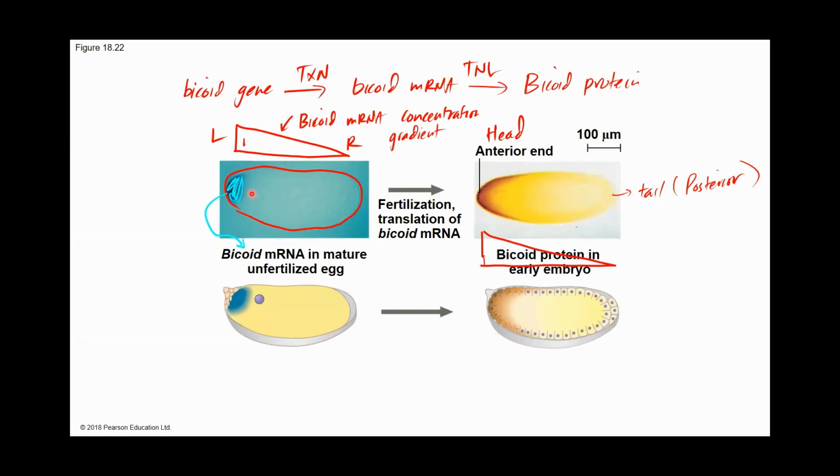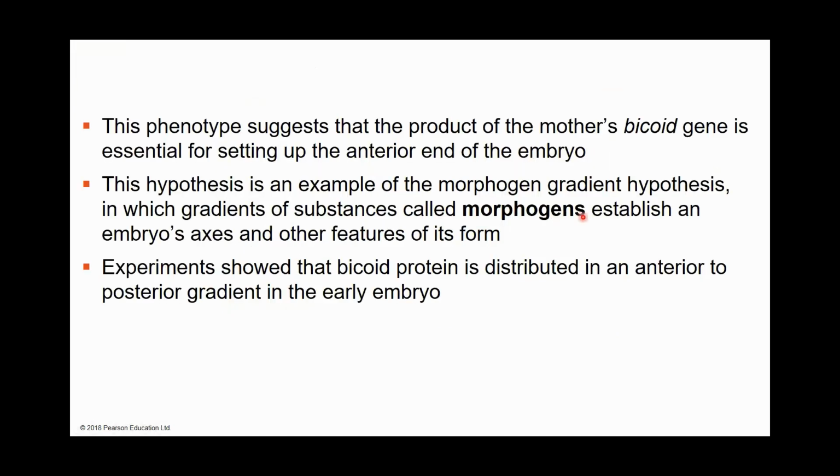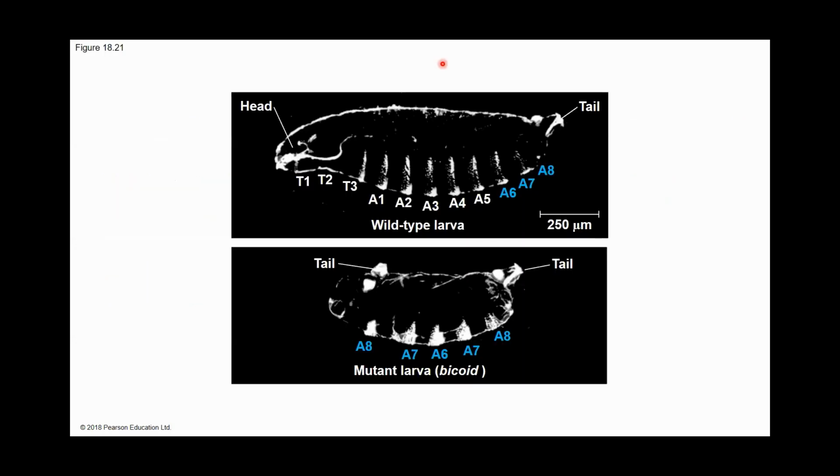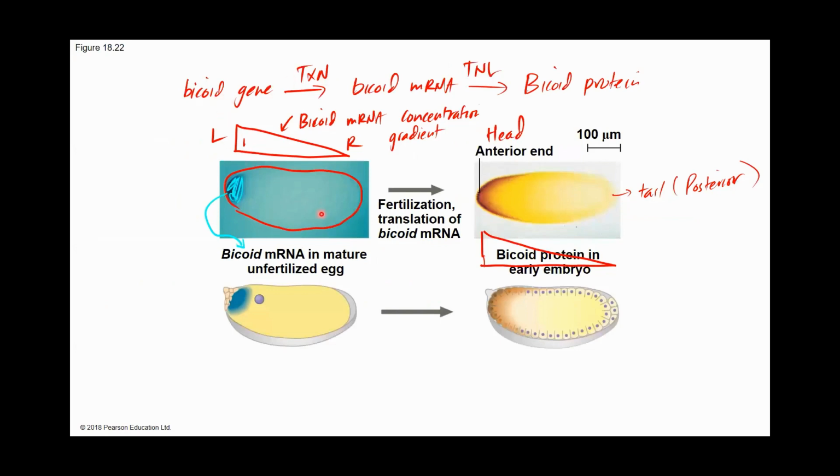Substances that have concentration gradients within cells or within embryos are called morphogens. Okay? And morphogens were found to establish the embryo's axis. An example of a morphogen is bicoid. Of course, there might be another morphogen, let me draw it here, that might determine, let's say, the other axis, basically the ventral dorsal axis, or the back and the belly axis.